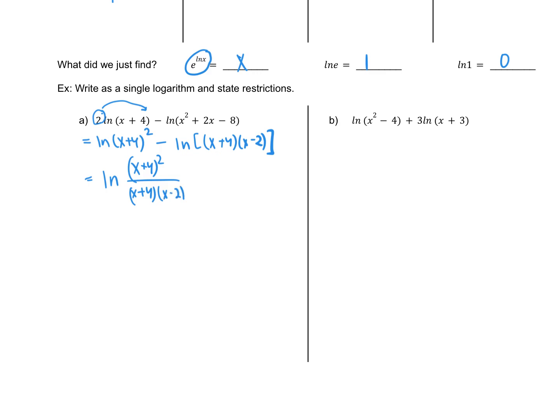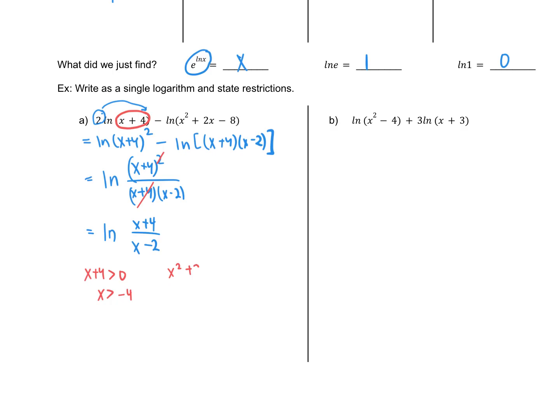And once I've combined my arguments, I see that a set of x plus 4s can cancel out, so that I have a nice simplified expression. Now for the restriction, I'm going to go to the original functions. For the original argument, we want x plus 4. Remember, an argument always has to be positive. So we want x plus 4 to be greater than 0. This is linear. So x just has to be greater than negative 4.